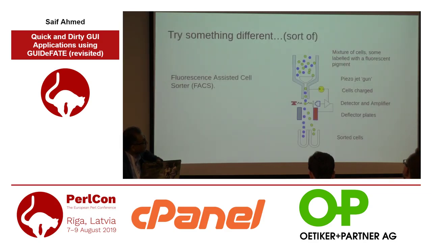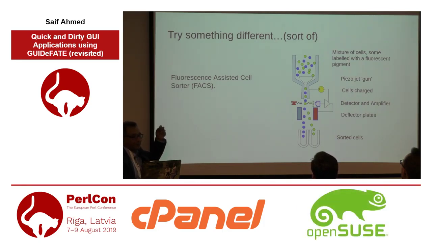So one thing you can do, there is a device called the Fluorescence Assisted Cell Sorter, the FACS machine. What it does is you label cells with a dye. So your dye picks up, say, chondrocytes, cartilage cells, or endothelial cells. And you can put them through an inkjet printer nozzle type thing, a piezo transducer, which propels one cell at a time past the detector.